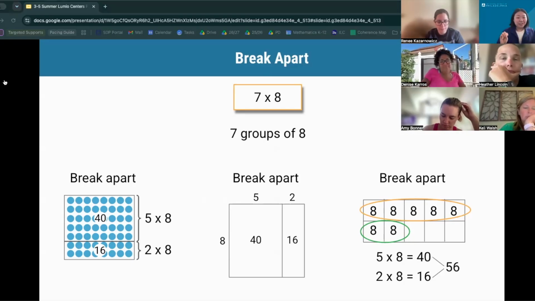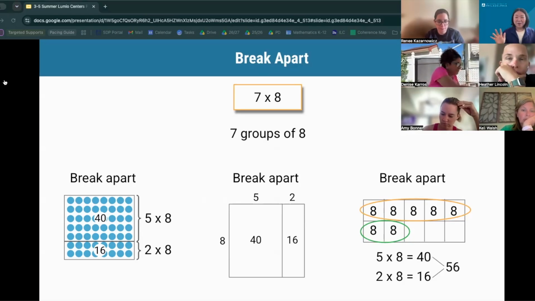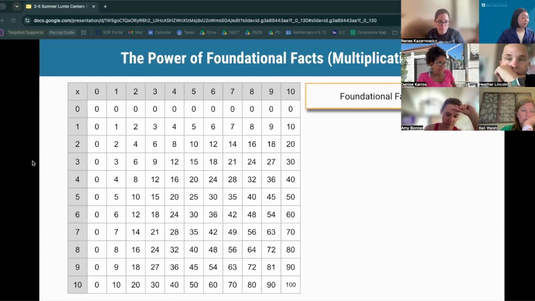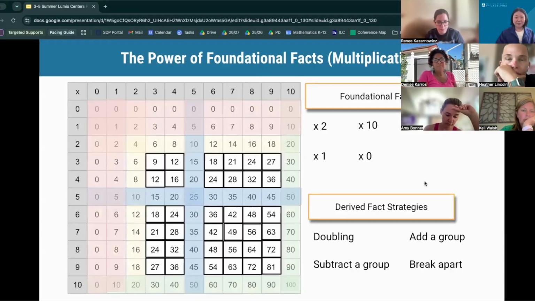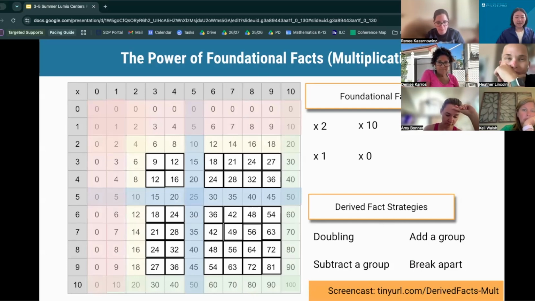Like I said, that was a really quick overview. If you've been in our Tune Up Tuesdays, we go through each one and take a whole hour and a half. We're trying to do this in 30 minutes. So once again, right now, our goal is to know that these derived fact strategies exist. And in August or September, when you're ready to think about this one more time, you can listen to this video, or we also have a tiny URL that goes through these derived fact strategies. So you can listen to one or the other when we come back to school.